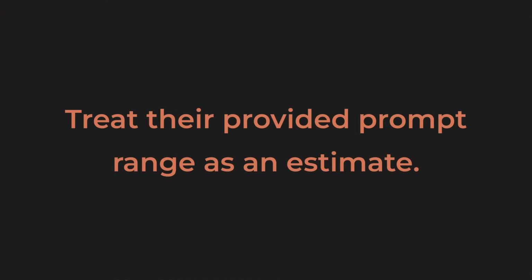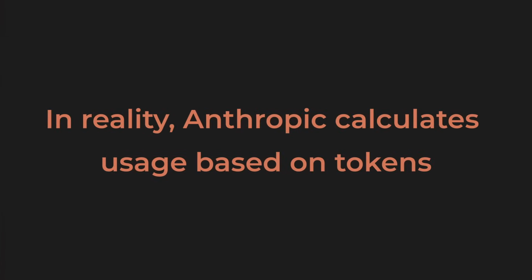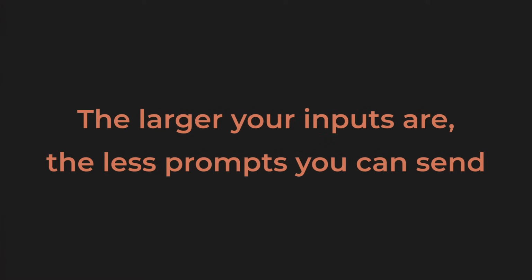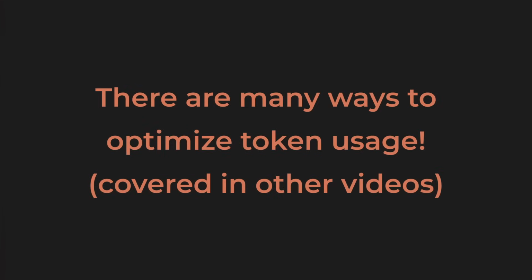Now, just keep in mind that the prompt range Anthropic provides is only an estimate and is really meant more as a general reference. In reality, usage is based on tokens, not the number of messages. So the exact number of prompts you can send will vary depending on how long your inputs and outputs are. The more inputs you provide to the model, or the more outputs the model generates to you, the faster you will hit the limits. If you want to get more out of your usage, there are ways to optimize how to use tokens in Claude Code. I won't cover that in this video, but I have another video that dives into this in detail. I will link it in the description below.